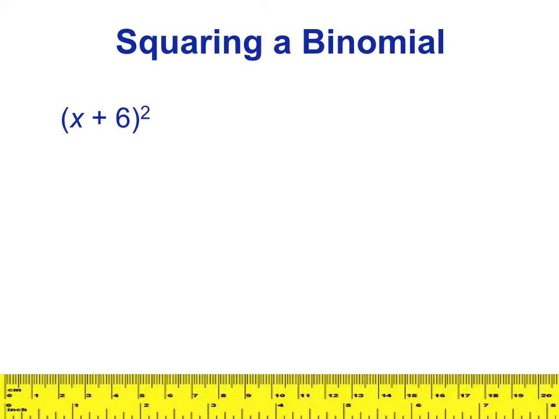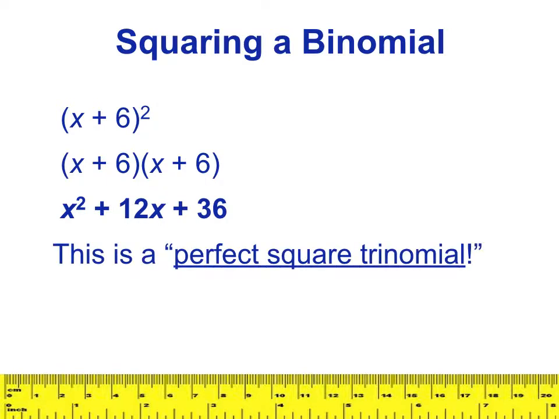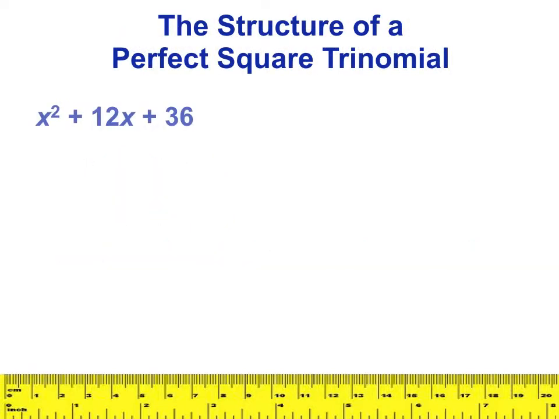So if I asked you to square x plus 6, that would mean multiply it by itself. We could use FOIL or double distributive or box, and we would get a trinomial, x squared plus 12x plus 36. Turns out this trinomial is called a perfect square trinomial because it's the result of having squared a binomial. So anytime we end up with a trinomial that is the result of having squared a binomial, we're calling it a perfect square trinomial. Now let's look at the structure of this type of trinomial.